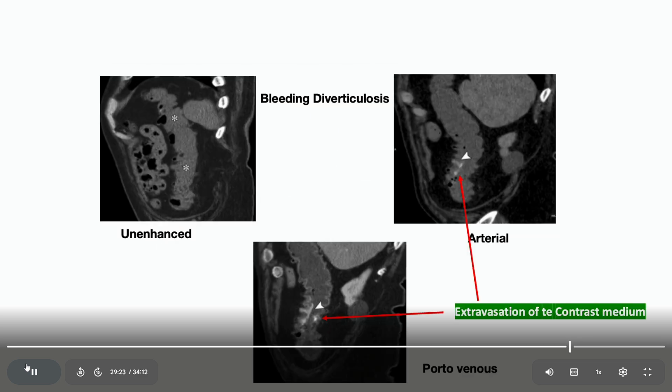A contrast medium is injected intravascularly before CT scanning. Evidence to localize the bleeding site is demonstrated by extravasation of the white contrast medium in the segment of the gastrointestinal tract where the pathology is located.